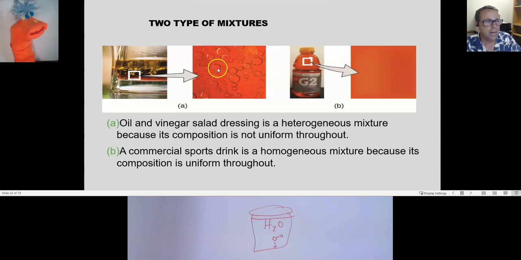Okay, in a heterogeneous mixture, now this is an example of oil and water mixed together, or vinegar and oil, right? Vinegar is a solution of water, and oil is a compound that doesn't mix with vinegar. Therefore, you get a heterogeneous solution. The bubbles are all oil. Outside of the bubbles, it's going to be mostly water, right? So if you look at different parts in this mixture, you will see different concentrations of the different components. And that's what makes a heterogeneous mixture.